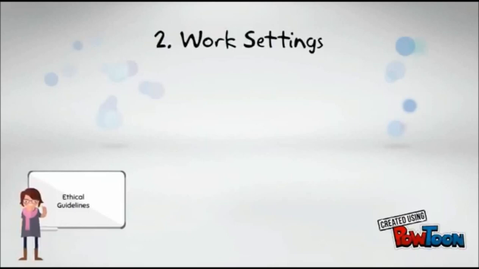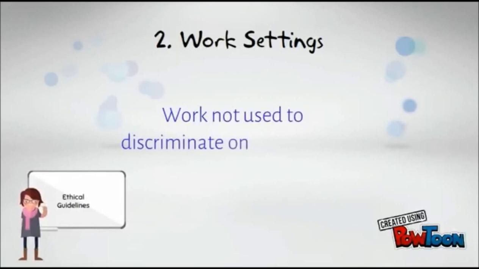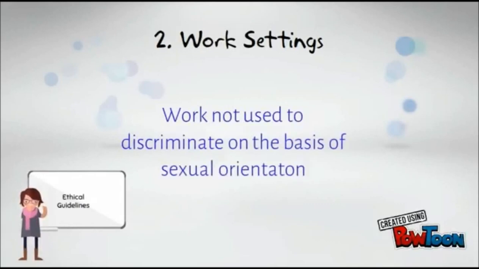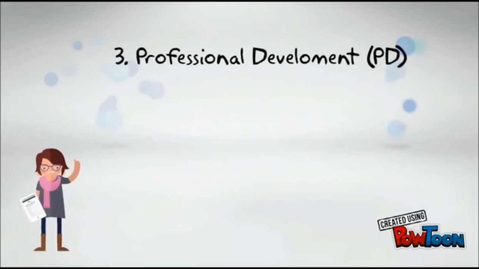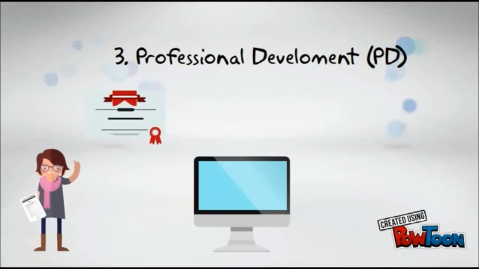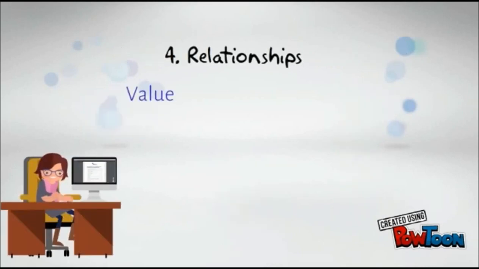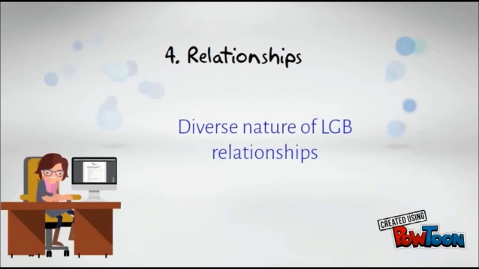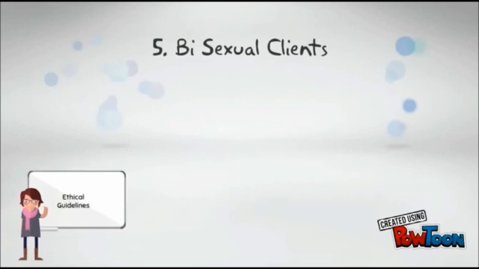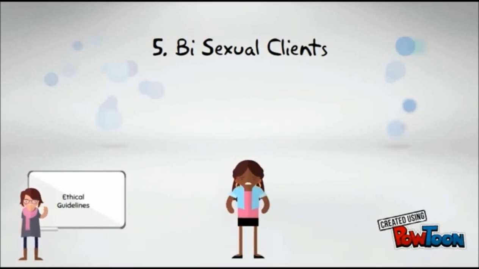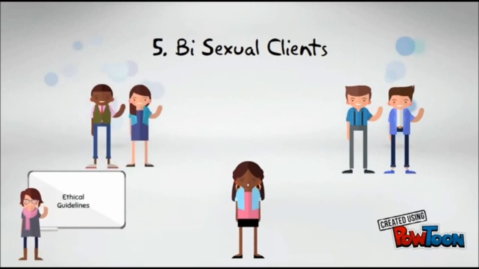Guideline 2, Work Settings. This guideline asks that we as psychologists don't discriminate and that people using our services don't use it to discriminate on the basis of sexuality. For instance, in vocation and selection assessments. Guideline 3, Professional Development. Increasing knowledge, understanding of sexual orientation through additional education, training, consultation or a gay affirmative supervisor. Guideline 4, Relationships. Psychologists value and respect the meaning of the diverse nature of LGBT relationships. Guideline 5, Bisexual Clients. Psychologists need to understand the unique experience of bisexual clients as they may feel excluded from the gay and lesbian community, as well as the heterosexual community.